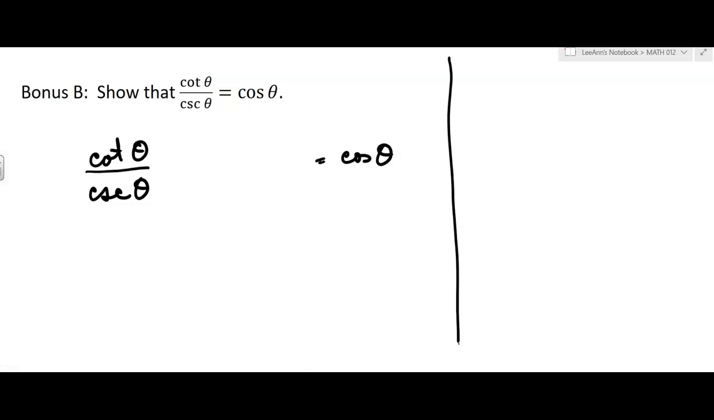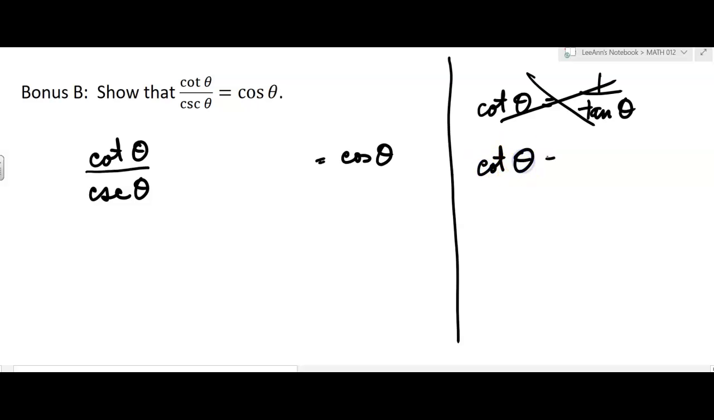But I do know that cotangent is 1 over tangent. I don't think that's going to get me very far because I don't have a tangent on the right-hand side. And my cosecant isn't going to be a tangent, so I don't think that's really going to help me. I don't think I'm going to use that idea. It's not a bad idea, I just don't think I'm going to use it.